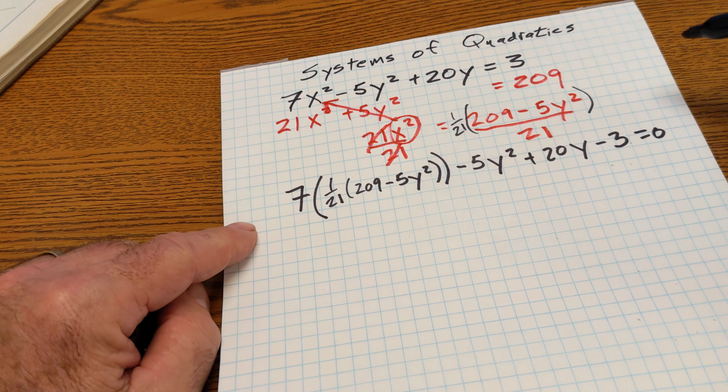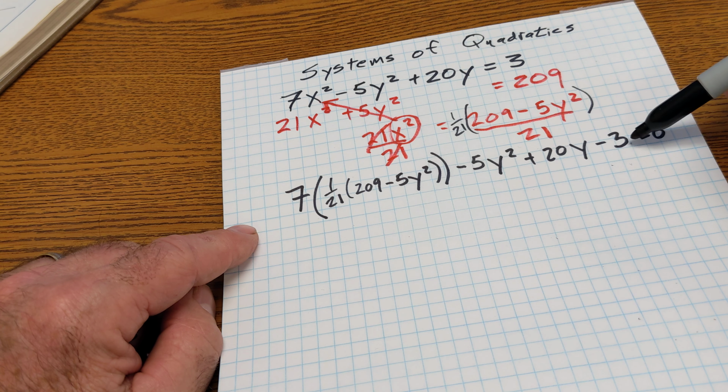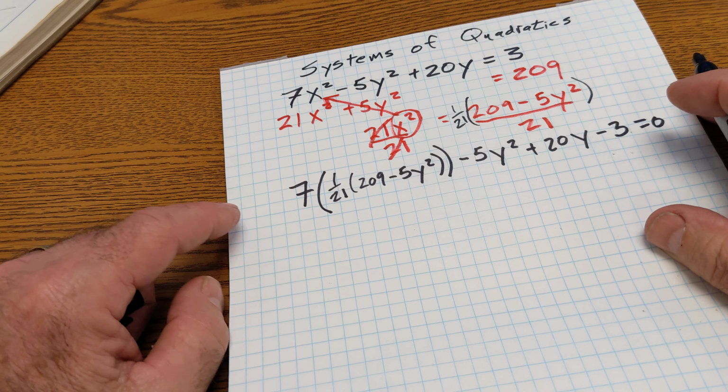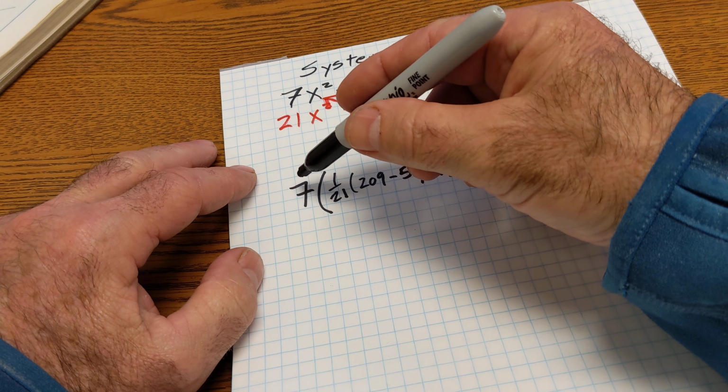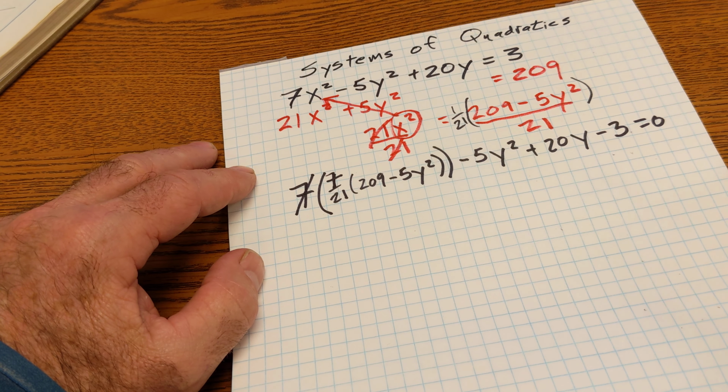both sides. Nice thing about this right here is now I have a y squared, a y, and a singular term. It's going to be a quadratic. I might be able to factor it. Let's combine some terms first. I'm going to multiply that 7 through to get 7 over 21, which is the third.